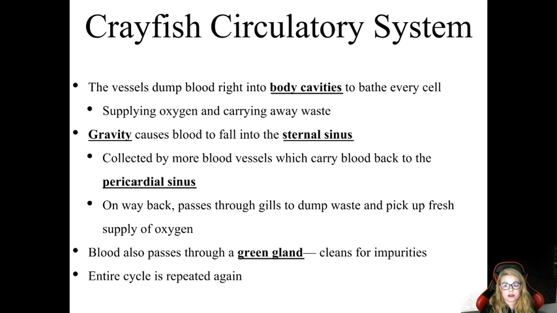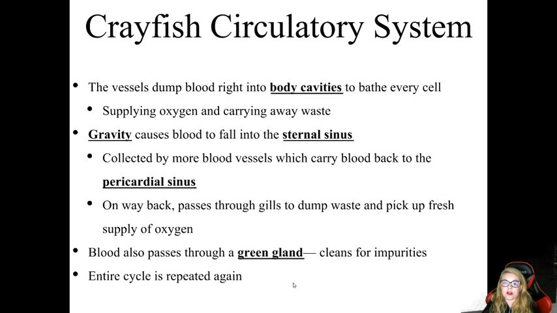On the way back, okay, it's going to pass through those gills and dump waste, which will get expelled out, and pick up a fresh supply of oxygen. And this will continue to happen in a cyclical fashion, again and again. Along the way, blood will also pass through what's called the green gland, which helps to clean for impurities.